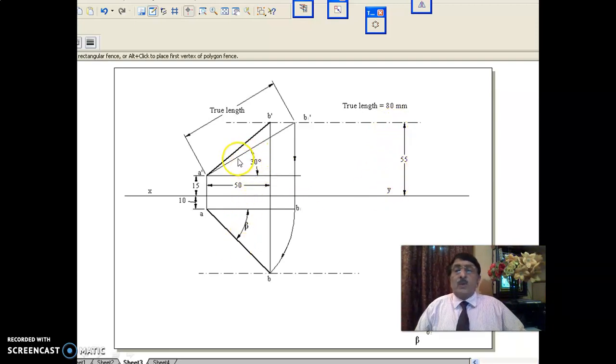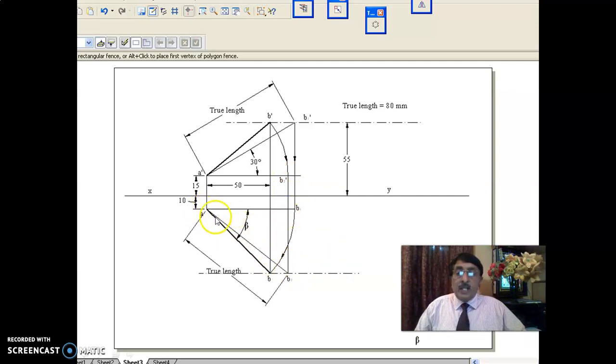Now everything is over. This is alpha. You measure it. This beta has already been measured. But the only thing is theta is not there, that phi is not there. For that, what you do? See here. What I have done is I have rotated the front view parallel to the XY line and hit against the locus. Now, if you hit against the locus and join this, this true length will be equal to 80 mm only.